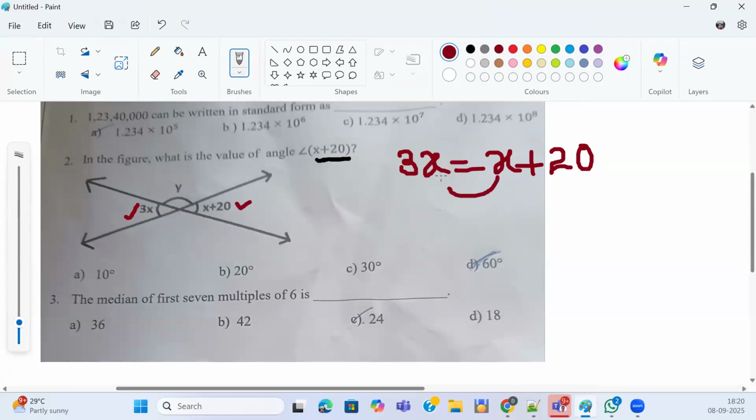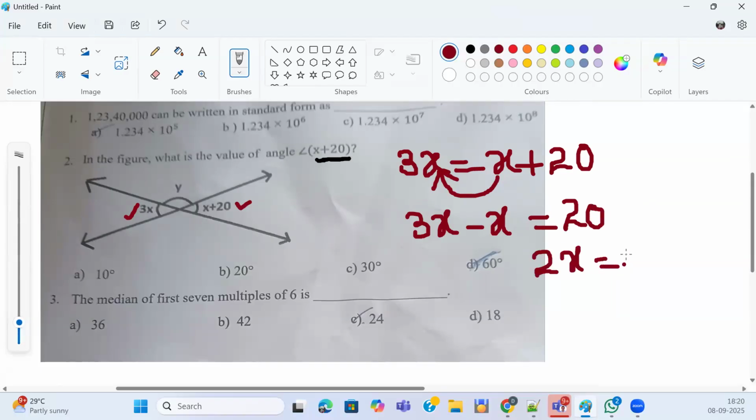So we need to find out the X value. So 3x is bigger. This is a linear equation, right? This plus x comes to this side. What will happen? Minus x, right? 3x minus x equals 20. 3x minus x is what? 2x. 2x is equal to 20. And what is the x value? 20 by 2, that equals 10.